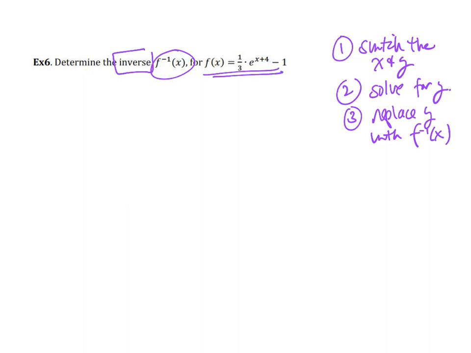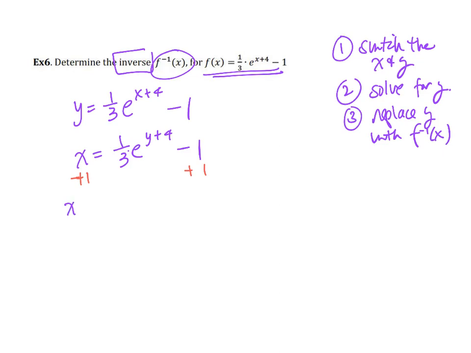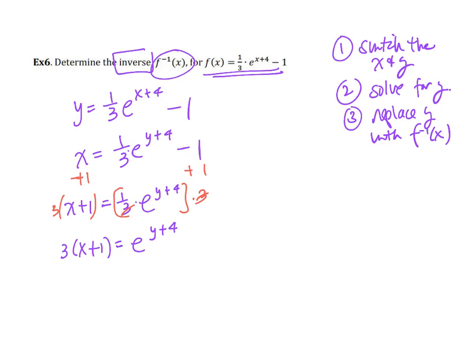I'm going to switch x and y. Originally it's y equals 1/3 e to the x plus 4, minus 1. Now it's going to be x equals 1/3 e to the y plus 4, minus 1. I have to add 1 to both sides, so I get x plus 1 equals 1/3 times e to the y plus 4. The next thing I have to do is multiply by 3. So now I get 3 times x plus 1 equals e to the y plus 4.